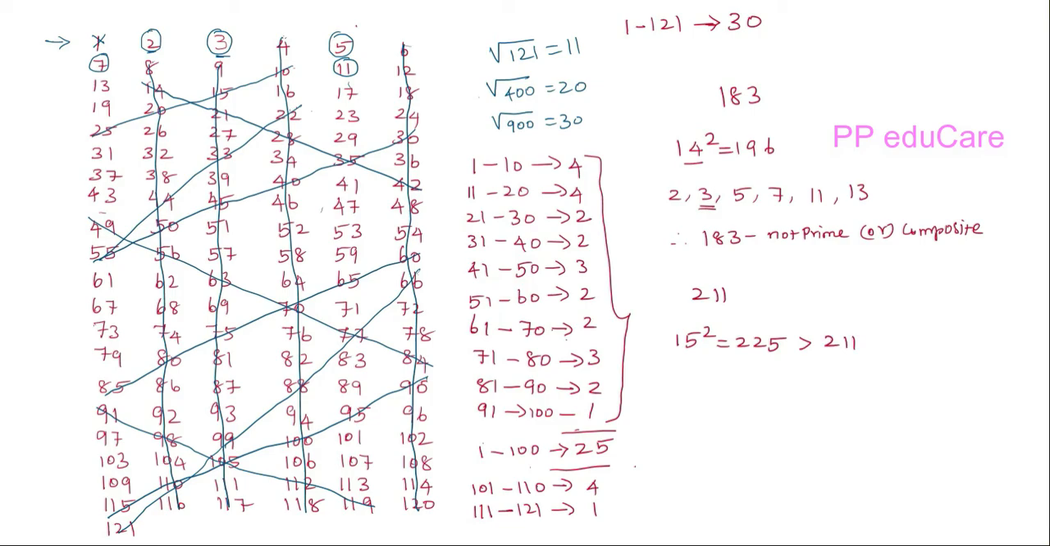Now find all the prime numbers up to 15. They are again 2, 3, 5, 7, 11 and 13. Now check whether this 211 is divisible by any of these numbers. 211 is not divisible by 2, and 211 is not divisible by 3, 5, 7, 11 and 13 also. So therefore 211 is a prime number.